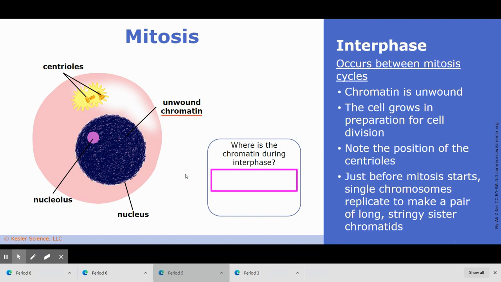So here's your question that you're going to answer. Where's the chromatin during interphase? We're asking, like, the stringy stuff here, what is it located in? What organelle? You can pause the video and answer. So the chromatin is located inside the nucleus. You can see the nucleus is right here, and all the squiggly stuff in here is the chromatin.